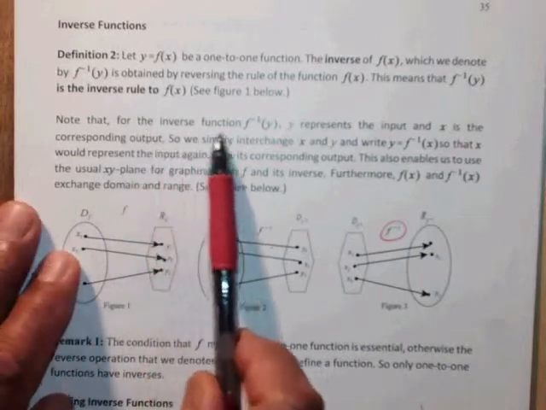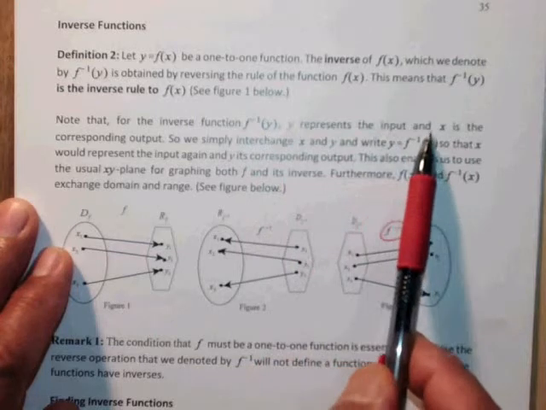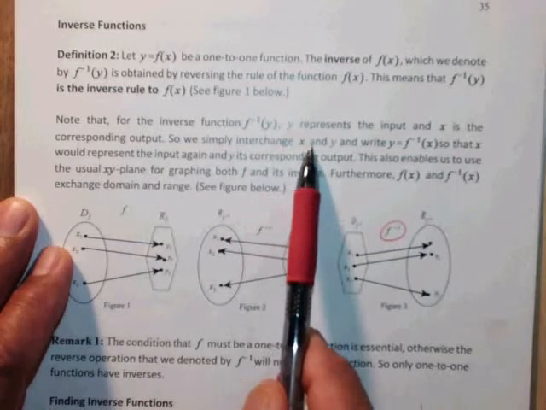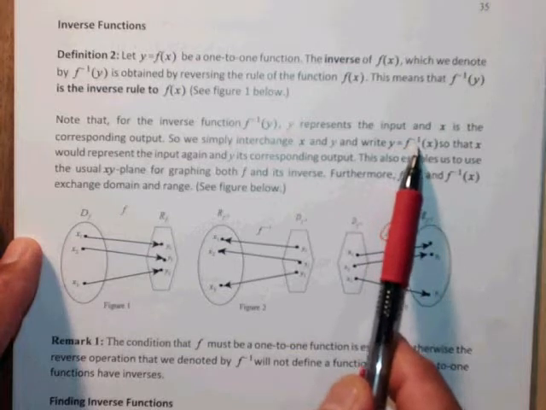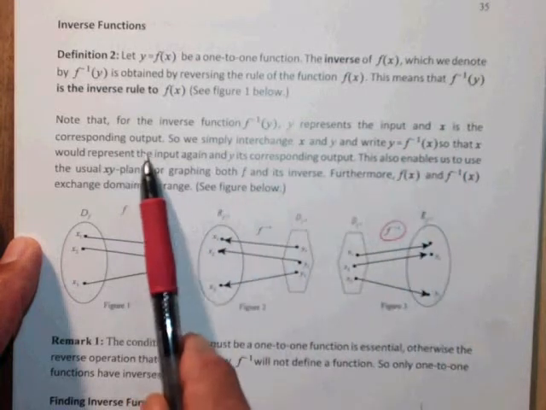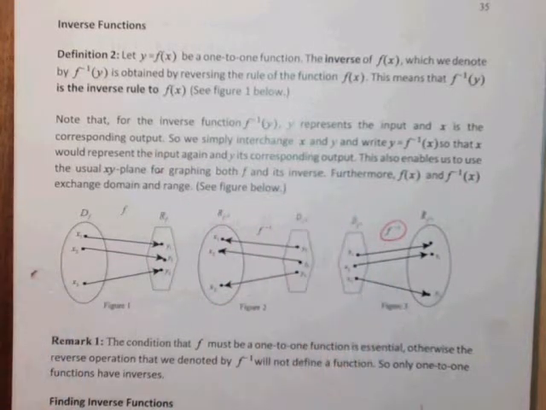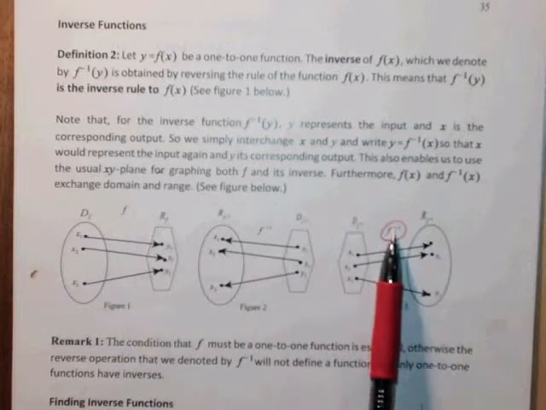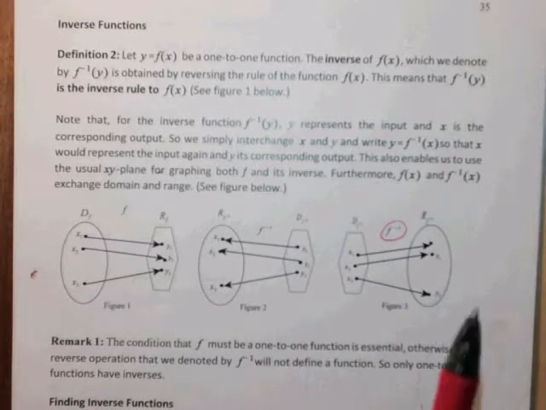Okay? Note that for the inverse function, f to the minus 1 of y, y represents the input and x is the corresponding output. So we simply interchange x and y, and we write y equal to f minus 1 of x, so that x would represent the input again and y the corresponding output. And that gives us the opportunity to do the graph of both f and f inverse on the same xy plane, because the horizontal axis is always x and the vertical axis is always y.